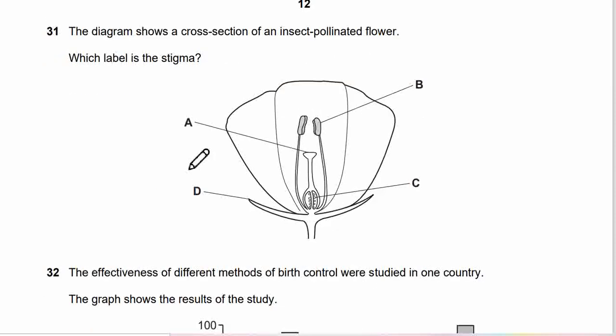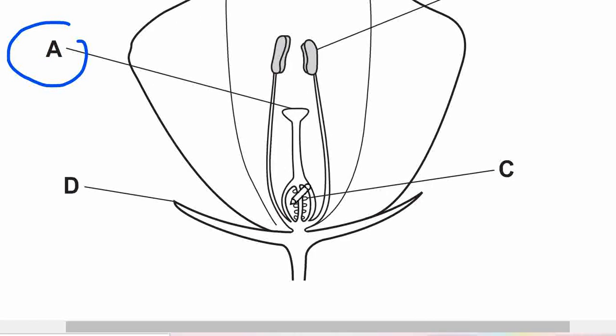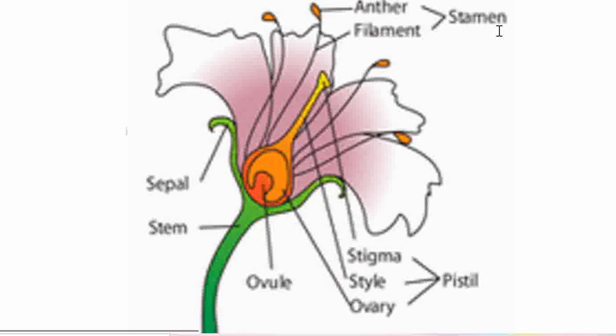Question 31. The diagram shows a cross-section of an insect-pollinated flower. Which label is stigma? Stigma is label A. B is anther, C is the ovule, and D is sepal. This is the complete diagram of a flower: anther, filament, stigma, style, ovary, ovule, sepal, stem.